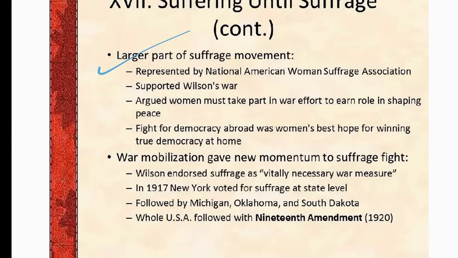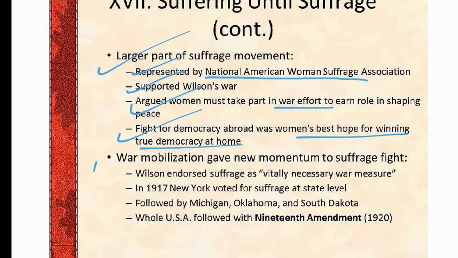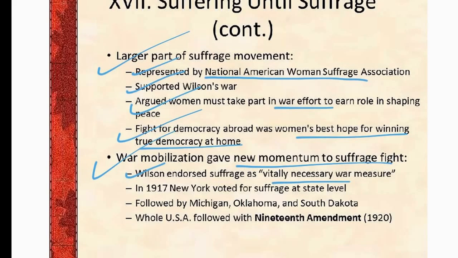The larger part of the suffrage movement was represented by the National American Women's Suffrage Association, which supported Wilson's war, and argued that women must take part in the war effort to earn the role in shaping the peace. The fight for democracy abroad was women's best hope for winning the true democracy at home. So war mobilization gave new momentum to the suffrage fight. Wilson endorsed suffrage as a vitally necessary war measure.